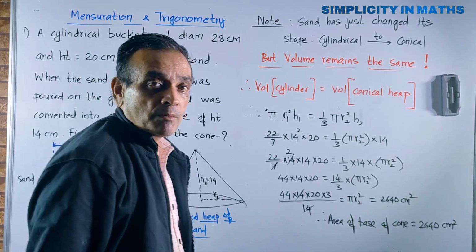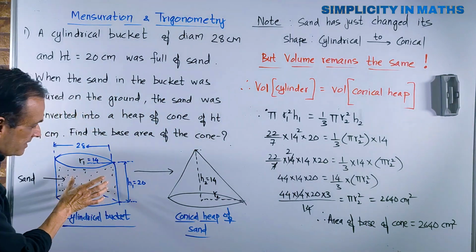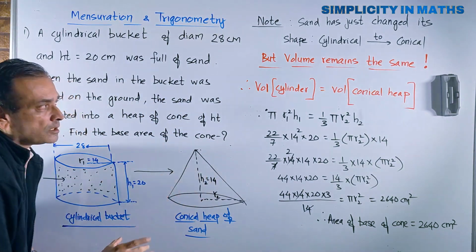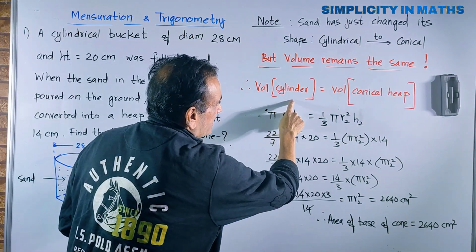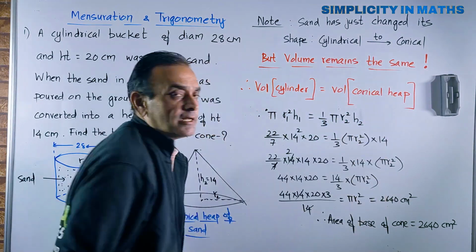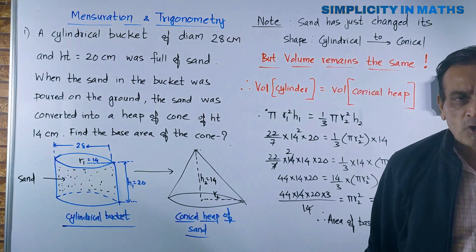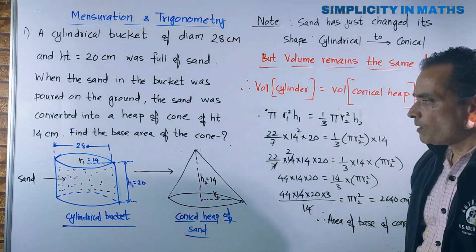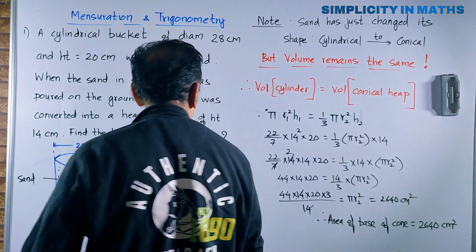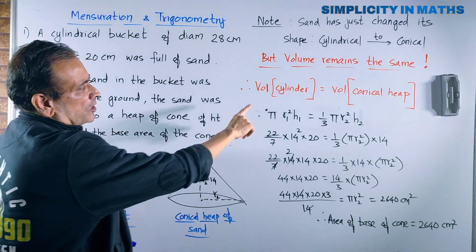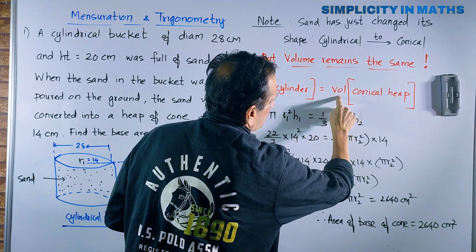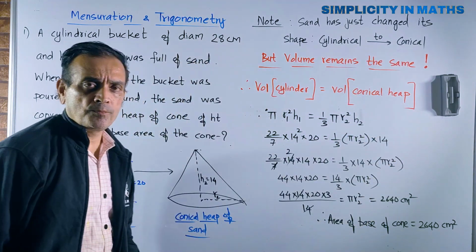So because the volume remains the same, here it is cylinder, here it is cone. So volume of cylinder equal to volume of conical heap. Simple, right? Shape बदल गया, volume नहीं. Got it? So volume of cylindrical shape is equal to volume of conical heap.